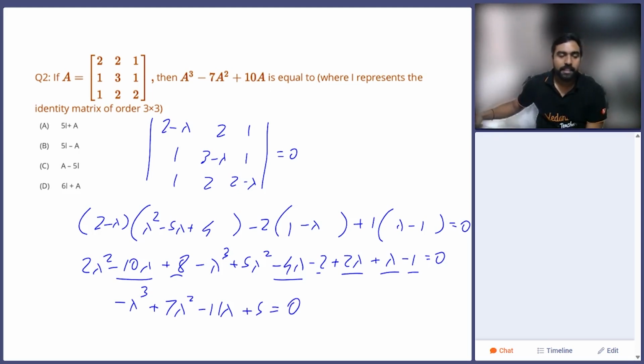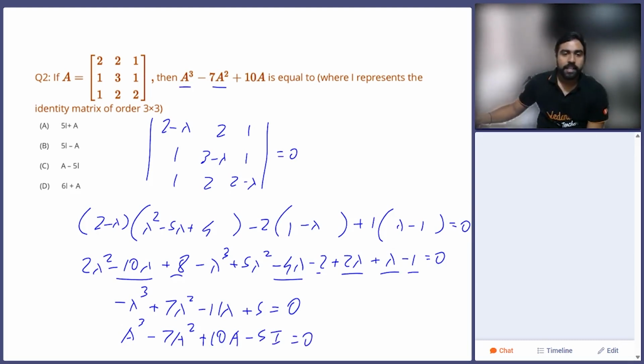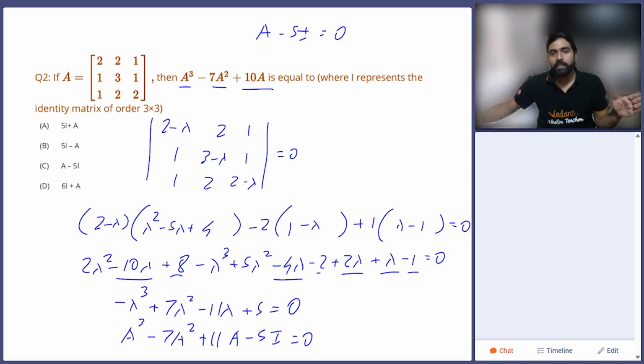So basically we can say that the matrix will satisfy the condition of A cube, I'm just multiplying a minus all throughout, minus 7A square plus 10A plus, sorry, minus 5 identity equals to 0. So what is A cube minus 7A square plus 10A? Oh, sorry, this will be 11, right? So if I take the 10A part aside, what else am I left with? I'm left with A minus 5 identity equal to 0.